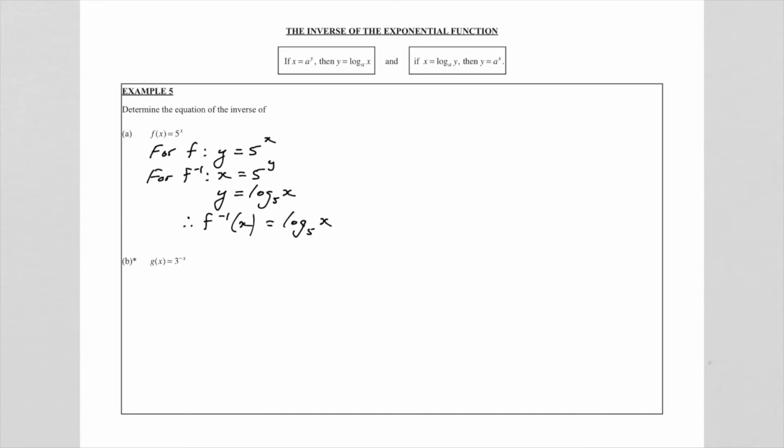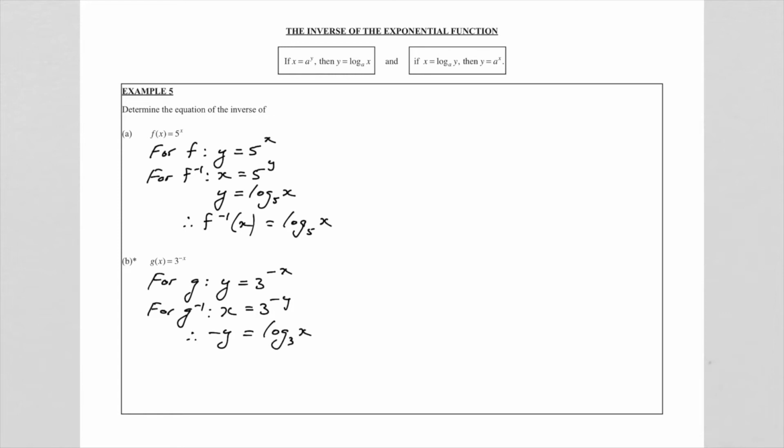So I'm going to say that for g, y is equal to 3 to the minus x. And then when I go for the inverse of g, I'm going to say that x is equal to 3 to the negative y. Now we're going to use this definition again, and that will give us that negative y is equal to log x base 3.